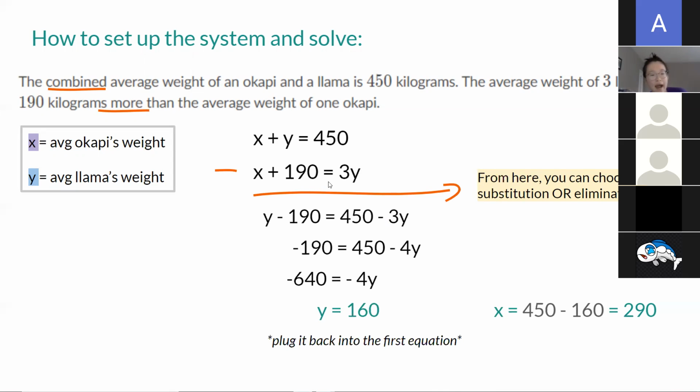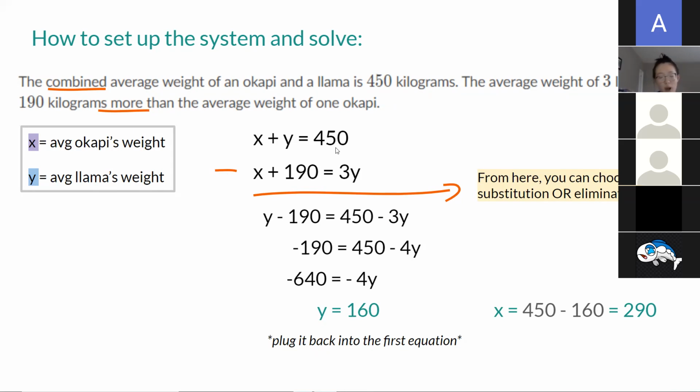The combined average weight of an okapi and a llama is 450 kilograms. The average weight of 3 llamas is 190 kilograms more than the average weight of 1 okapi. So let's set up our variables. Our variables are x, which is the average okapi's weight, and then y, which is our average llama's weight.